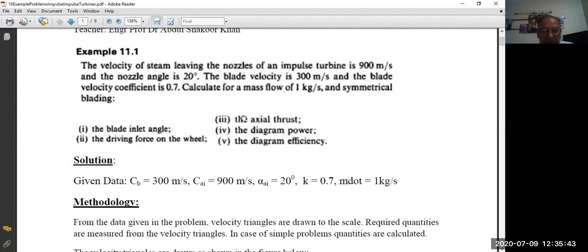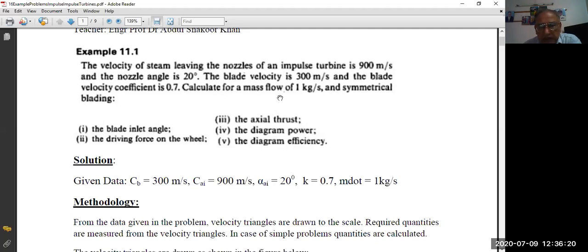Why is the blade velocity coefficient given? That means if you know the relative velocity at entrance, you can calculate the relative velocity at the outlet of the blade because of this factor. This coefficient is the ratio of the relative velocity at exit divided by relative velocity at the inlet, and this accounts for the friction in the blade. If the blade is frictionless, then this coefficient is equal to 1, so entrance relative velocity is equal to exit relative velocity. But in this case, it is 0.7.